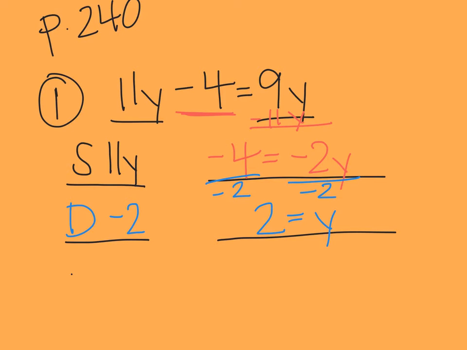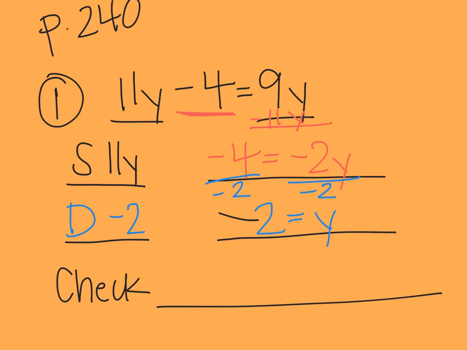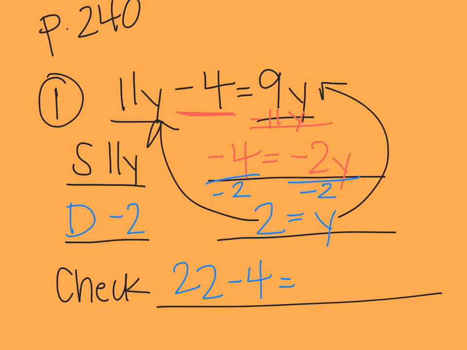Now at the bottom where it says check, you need to write what it would be if you put your variable into the original equation. So 11y would now be 11 times 2, which is 22. Still subtracting 4, no variable there, equals 9 now times 2, which would be 18. And 22 minus 4 does equal 18, so I'm also going to write next to it, after putting my semicolon there, that this is true.